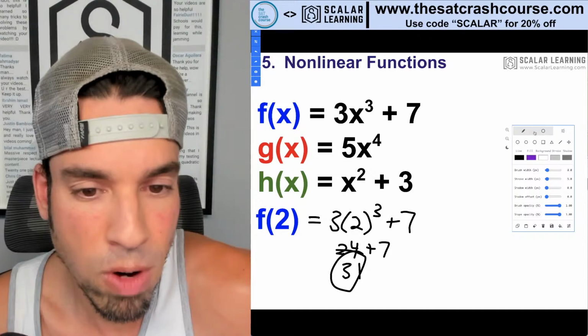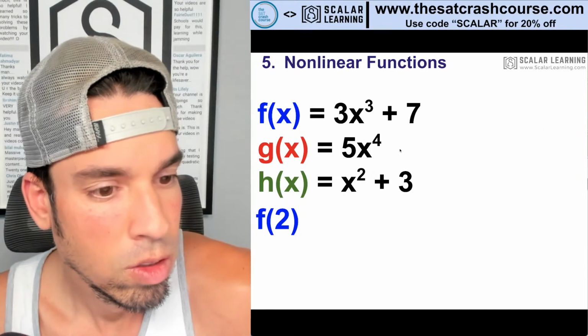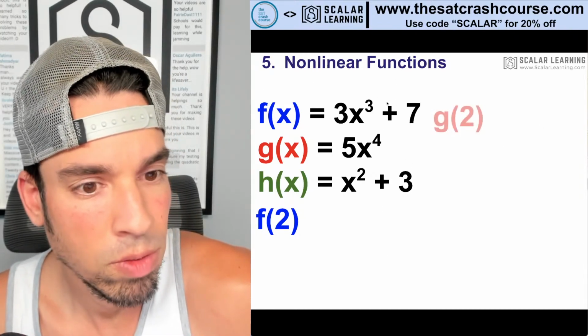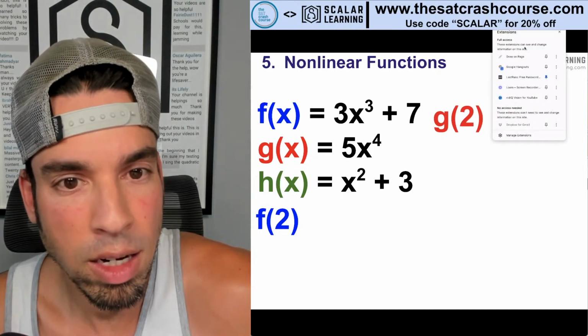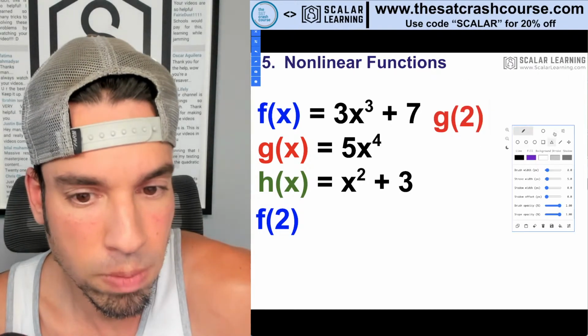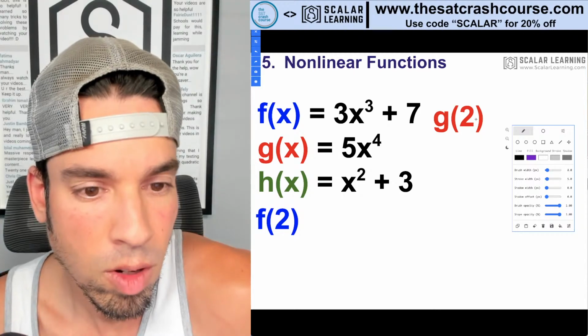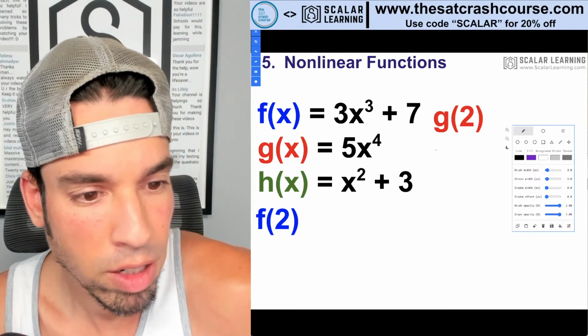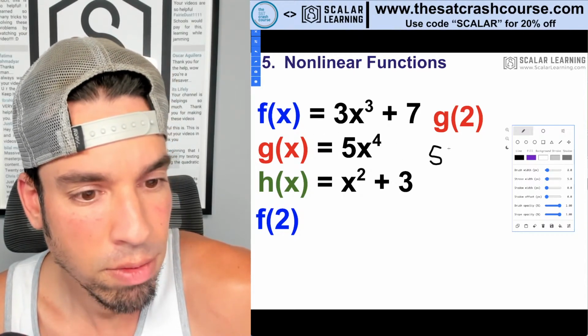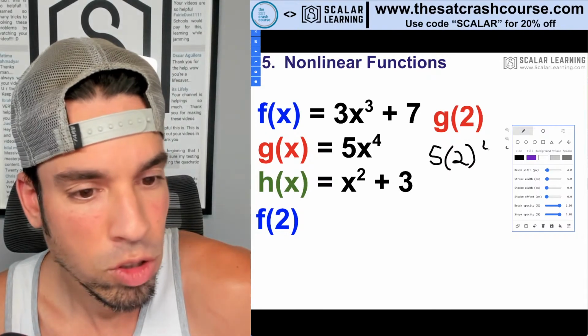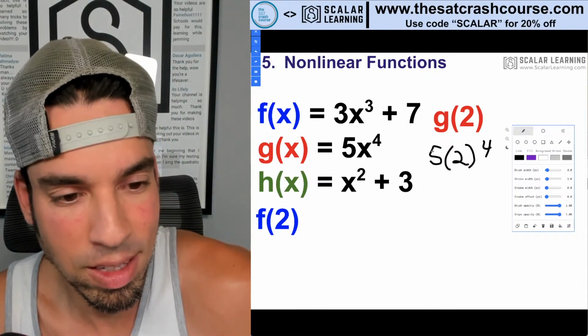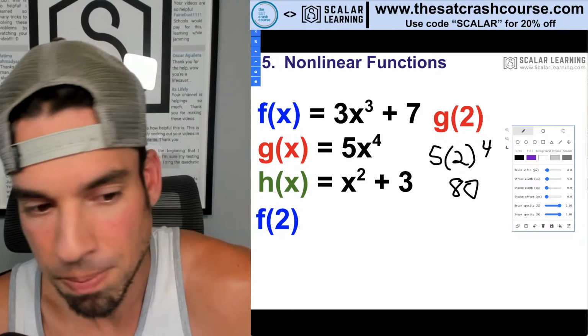So this is some good function notation to have. Oops, I didn't mean for that to go away. Hold on. And then now we've got g of 2. How would we do this? Same thing. Plug and chug. 2 to the fourth is 16 times 5 is 80.